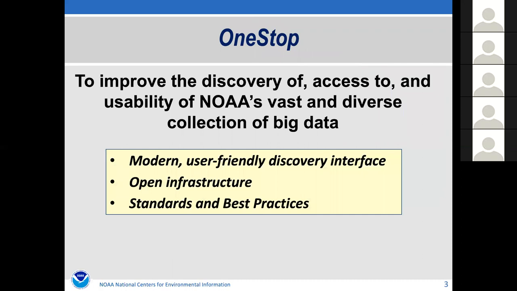So in 2015, NOAA asked NCEI to come up with a data discovery system for all of NOAA. And our mission was really to improve the discovery and access to the data, but we added in the usability of the vast and diverse collections of data that we have. And my group in particular focused on standards and best practices, which included metadata and data assessment.